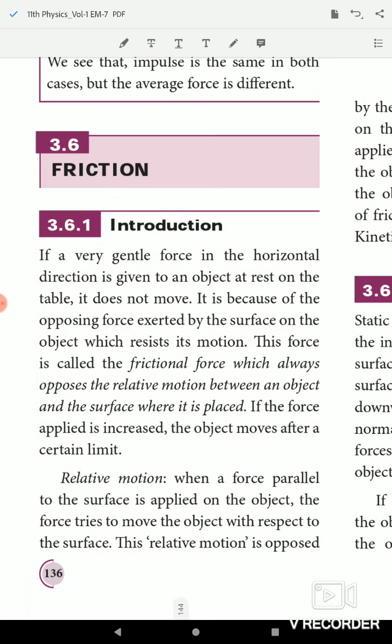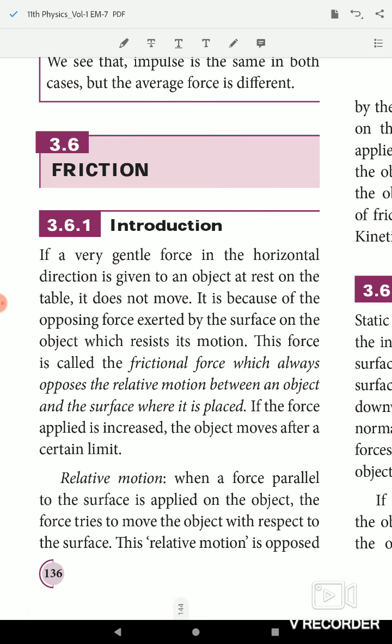So what is frictional force? It is a 2-mark question. The frictional force always opposes the relative motion between an object and the surface where it is placed. Up to this you mark.